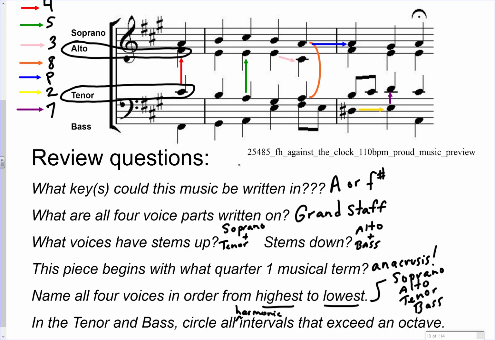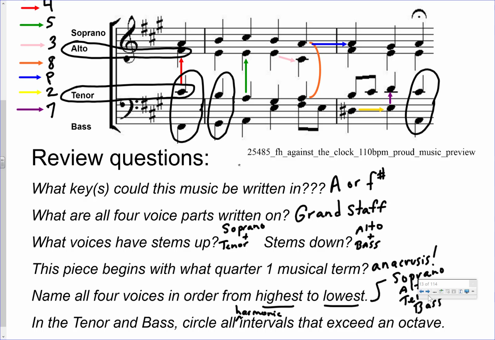So, the anacrusis does. That is more than an octave, so I can circle that one. And beat 1 of this measure exceeds an octave as well. And it looks like the very last chord also exceeds an octave. And I think that's pretty much it. So hopefully you did well with this page, college. We're going to continue on now to our next frame.